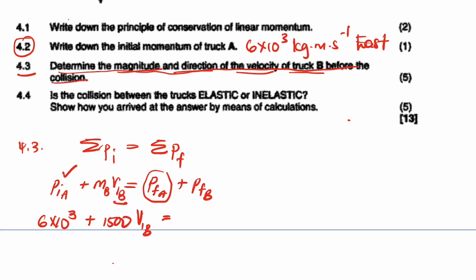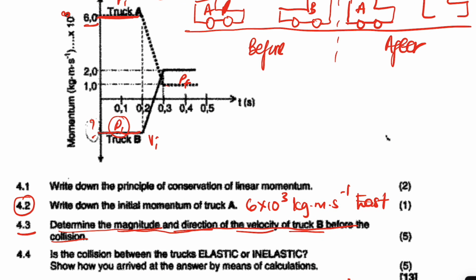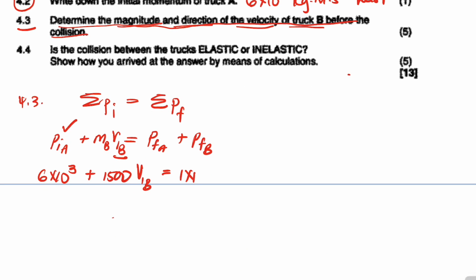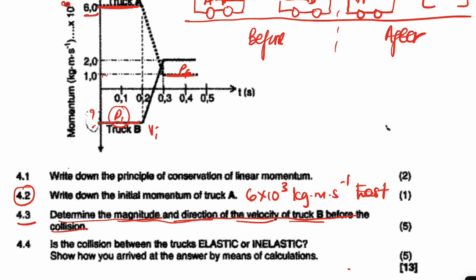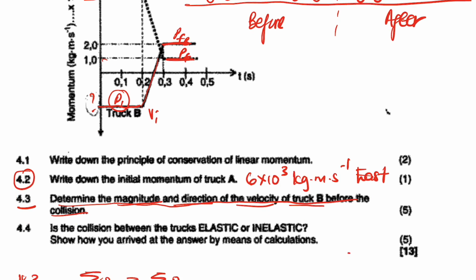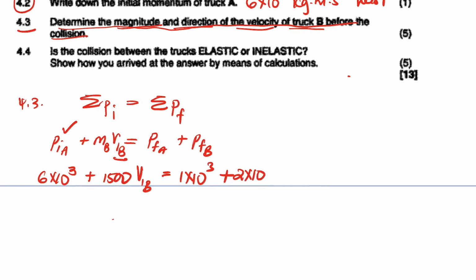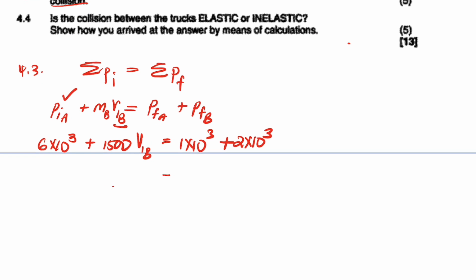It's 1,500, and the velocity is the one that we're looking for, equal to the final momentum of track A, which is 1 times 10 to the power 3, plus the final momentum of track B. This is the final momentum of B. It's 2 times 10 to the power 3, right? This will become 4 times 10 to the power negative 3.